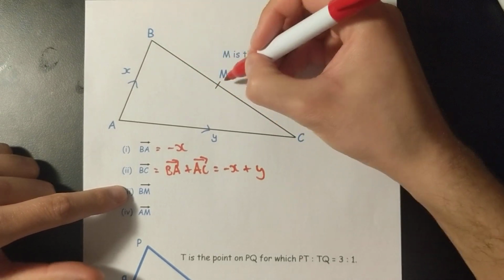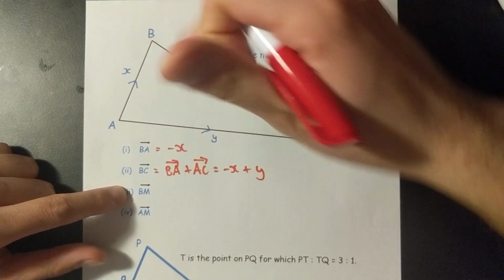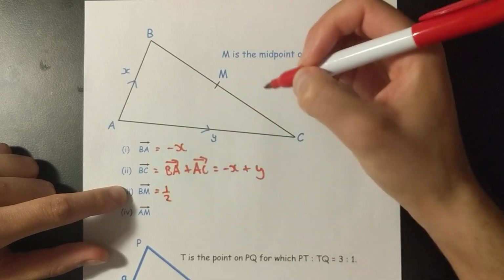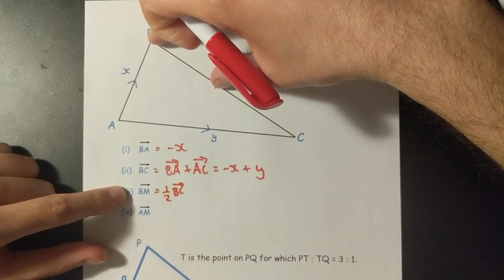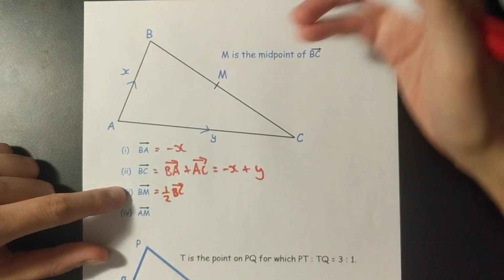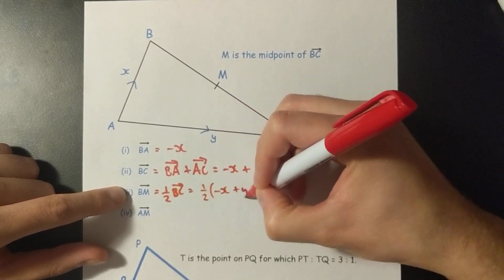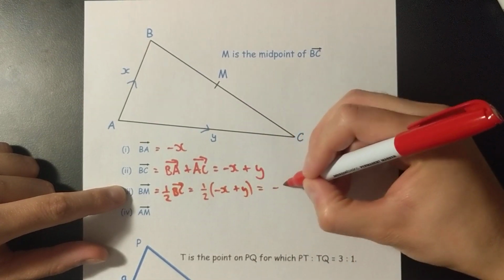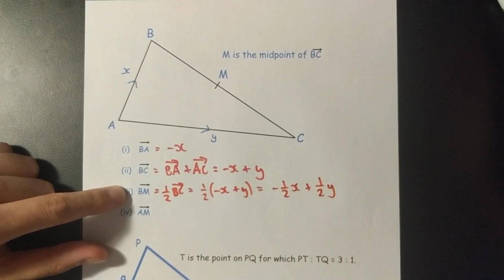B to M. Well, M is the midpoint. M is in the middle of this line. B to M is half of the vector B to C. That is half the journey of that. So that is a half of negative x plus y, what I just worked out previously. Well, that means that it is negative a half x plus a half y.